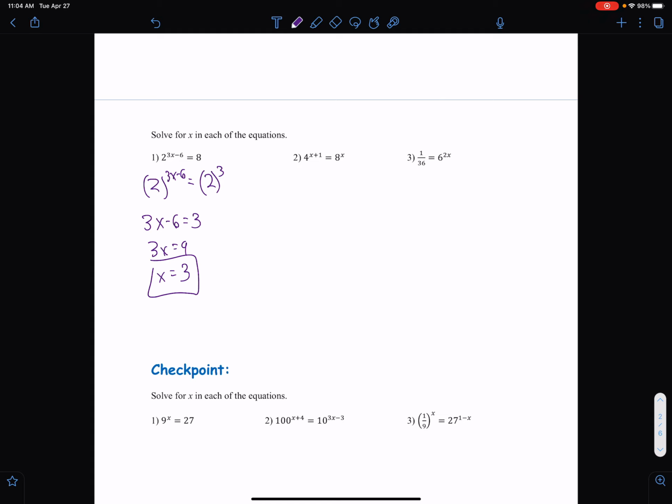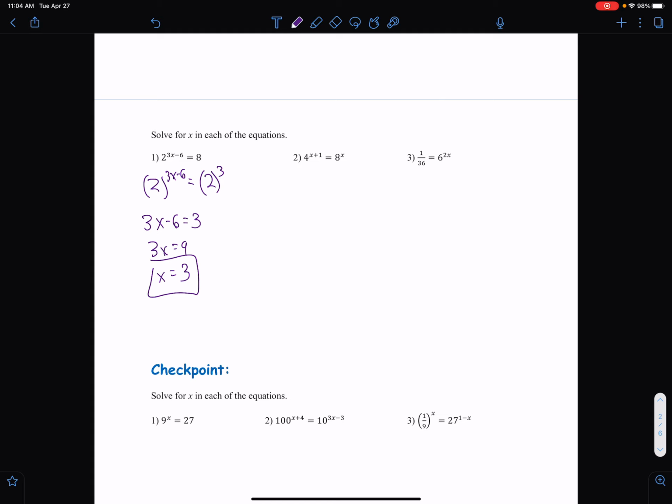Let's look at number 2. Number 2, we have a base of 4 on the left and a base of 8 on the right. All right, so what could I do to write these so that they have the same base? I want you guys to take a minute and try and rewrite this one. Pause the video and play it once you're done.